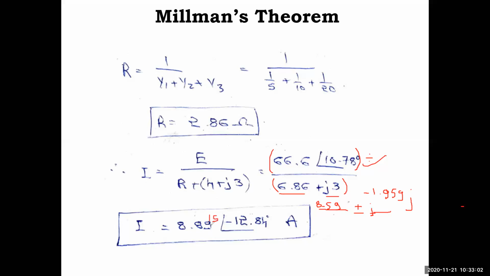8.8158149 is coming, so 8.815 you can write at an angle minus 12.84 degrees. Okay, so this is the answer for the current. Very simple, the only thing is you should be perfect with calculator use.